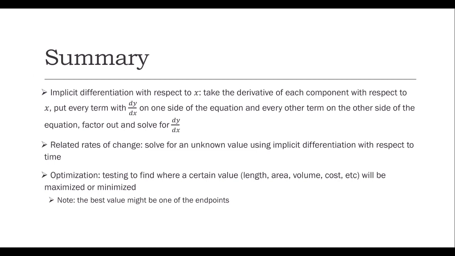So in summary, implicit differentiation with respect to x requires taking the derivative of each component with respect to x, putting every term with dy/dx on one side of the equation and every other term on the other side of the equation, factoring out your dy/dx and then solving it for dy/dx. For related rates of change, you solve for an unknown value using implicit differentiation with respect to time. For optimization, you test to find where a certain value, such as length, area, volume, or cost, will be maximized or minimized, and the best value might be one of the endpoints.